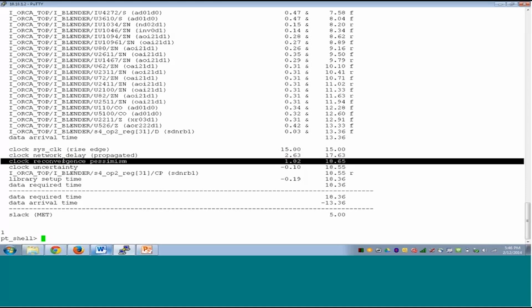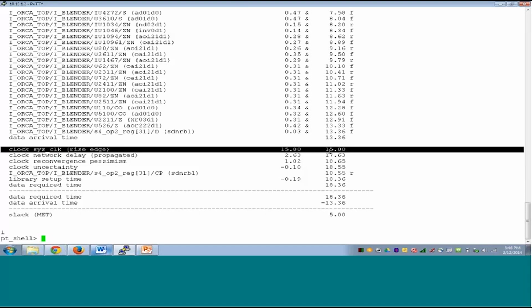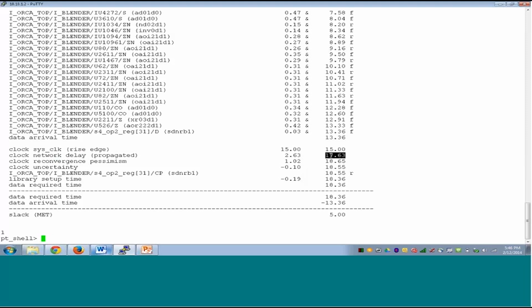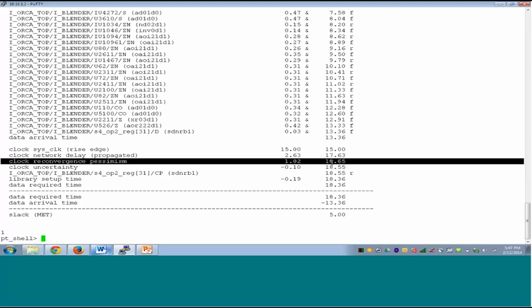This is a setup report. For setup, it will give you the credit and move the capture edge to a later point in time. Capture edge after network delay is 17.63, it will add CRPR. It is giving you credit. Anything that moves your capture edge later in time for a setup check is helping you.